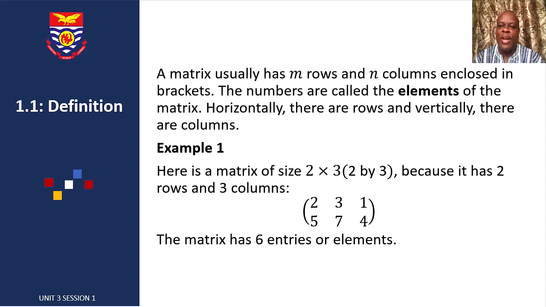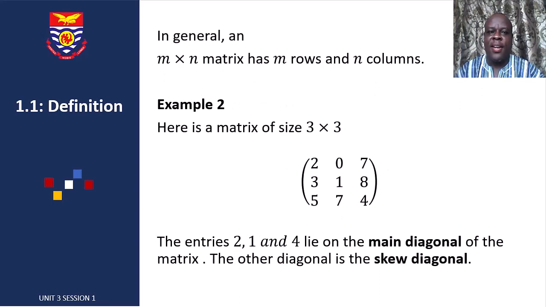So you look at the matrix and you see that row 1 is made up of 2, 3, and 1. Row 2 is made up of 5, 7, and 4. Column 1 is 2, 5. Column 2 is 3, 7. And column 3 is 1, 4. The matrix has 6 entries or elements. In general, an M by N matrix has M rows and N columns.